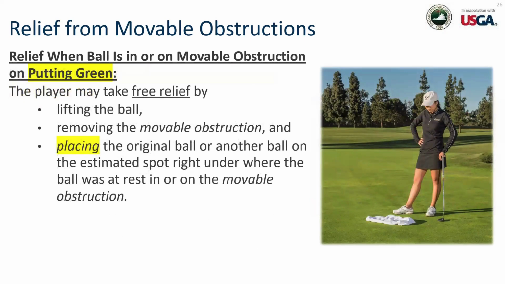Your ball happens to find that pesky towel that's left on the putting green, and it's on the towel. Again, similar. Pick up the ball, pick up the towel, movable obstruction. But now we're just going to place that ball, since we're on the putting green, we're placing it where that ball was underneath the towel. Again, if it was something else and you weren't 100% sure where the ball was, no problem. Just estimate that spot and place it on the putting green.